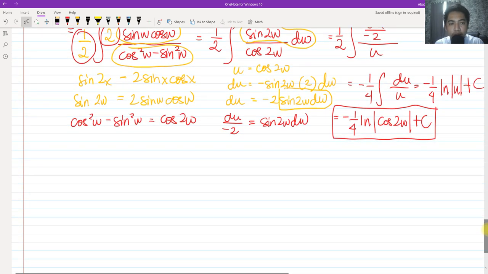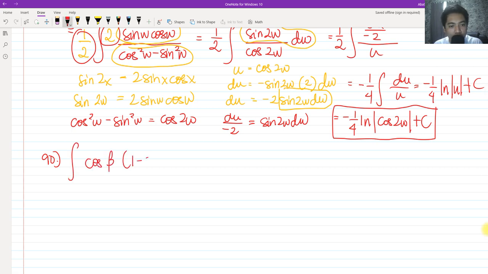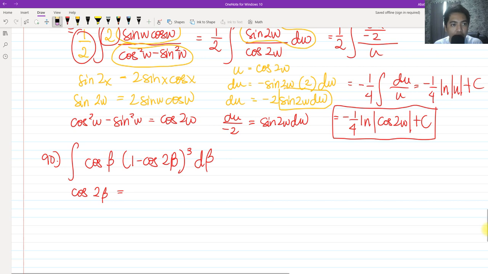Down to our last number, it's actually number 90. We have the integral of cosine beta times 1 minus cosine 2 beta, cubed, d beta. So the very first thing that we are going to do here is realize that cosine 2 beta has an identity. We cannot actually integrate this easily without simplifying.